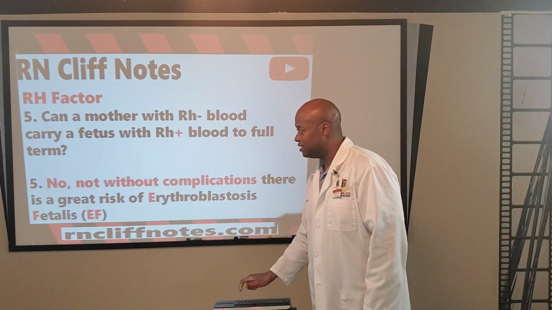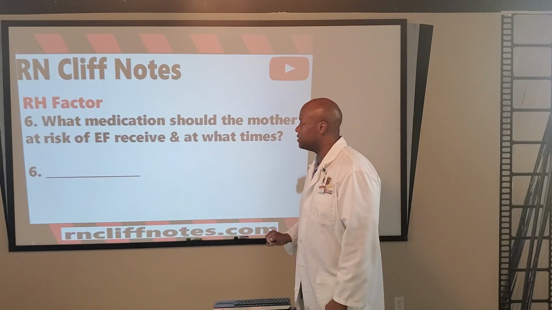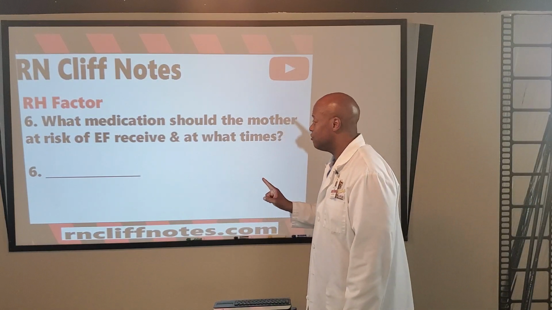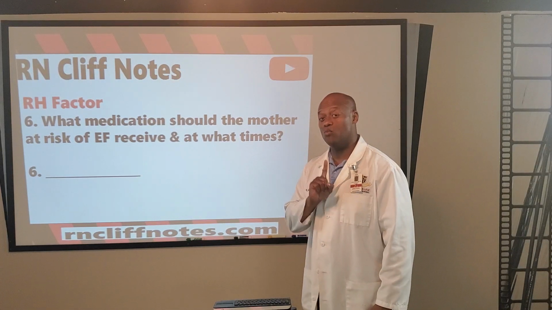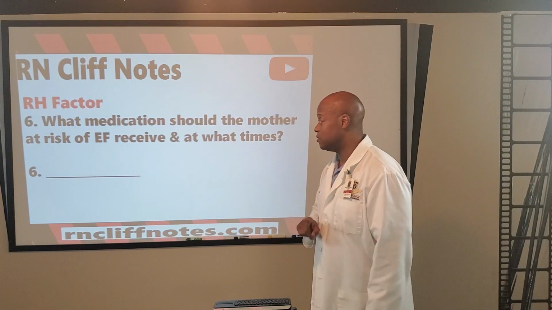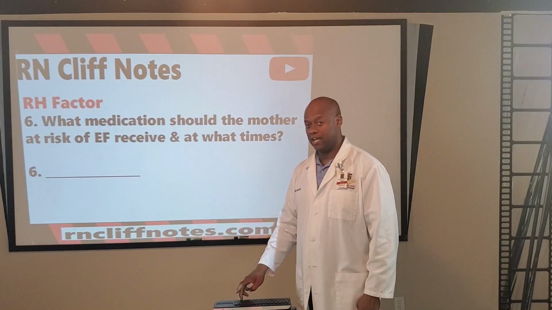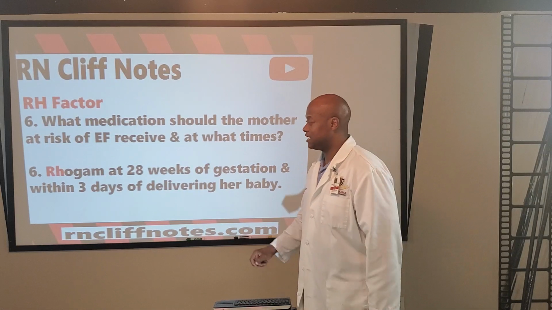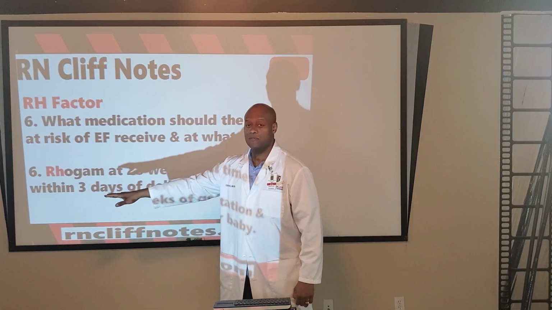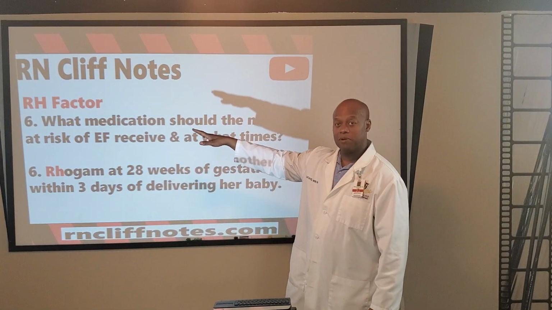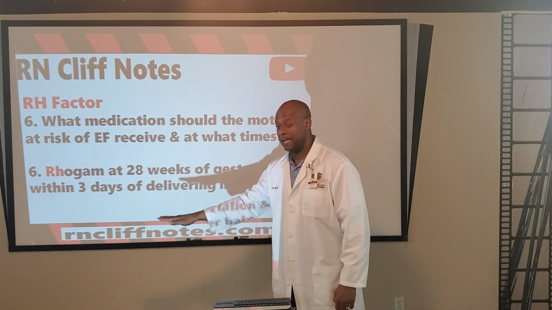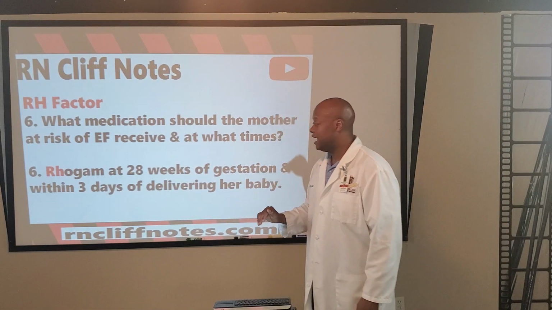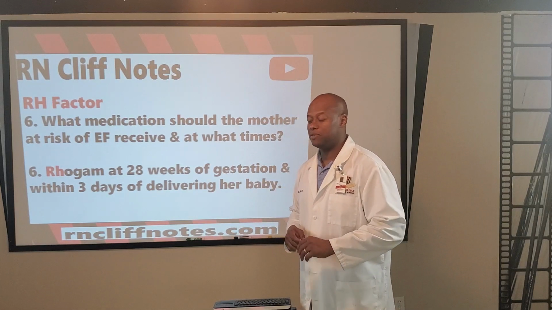All right, now, 6, what medication should the mother at risk of EF receive and when? That's key as well. When should she get it? That medication is RhoGAM, R-H-O-G-A-M. And again, where does the RH in the medication come from? The name of the rhesus monkeys. At 28 weeks, she should get that dose, 28 weeks gestation, and within 3 days of delivering her baby.